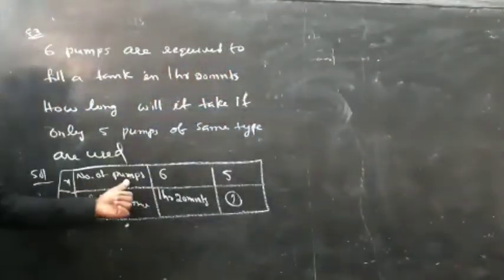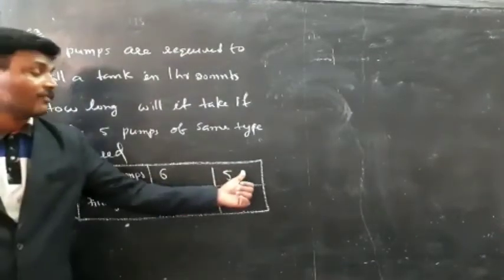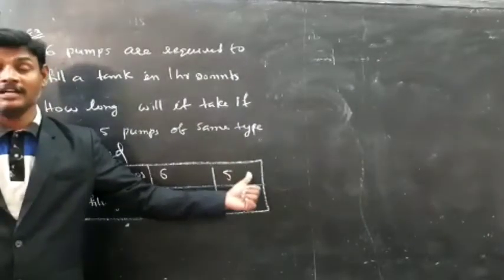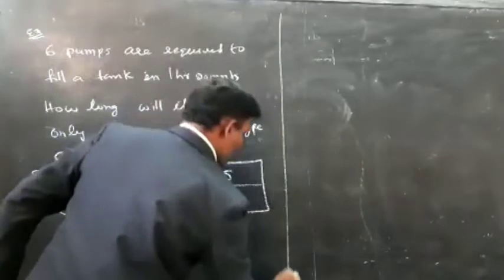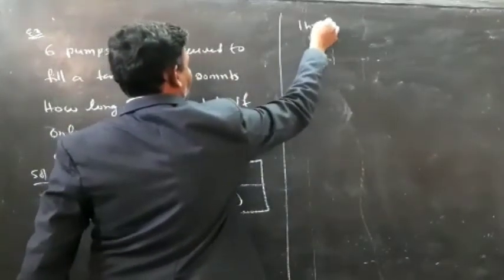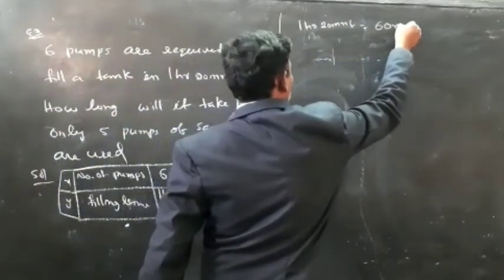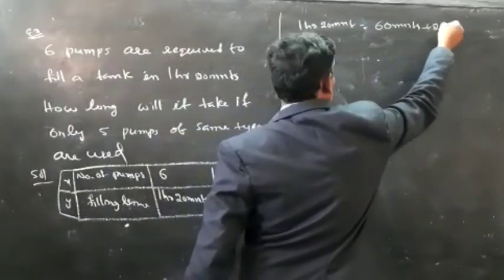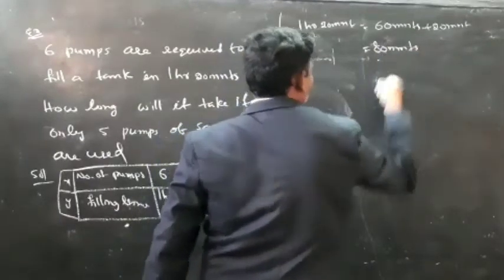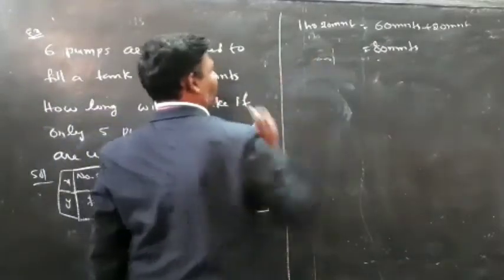Here, 6 pumps are filling the tank in 1 hour 20 minutes. How much time will it take if 5 pumps work? Here 1 hour 20 minutes. We know 1 hour is equal to 60 minutes plus 20 minutes. 1 hour 20 minutes is nothing but 80 minutes. And this 80 minutes, okay, leave it.